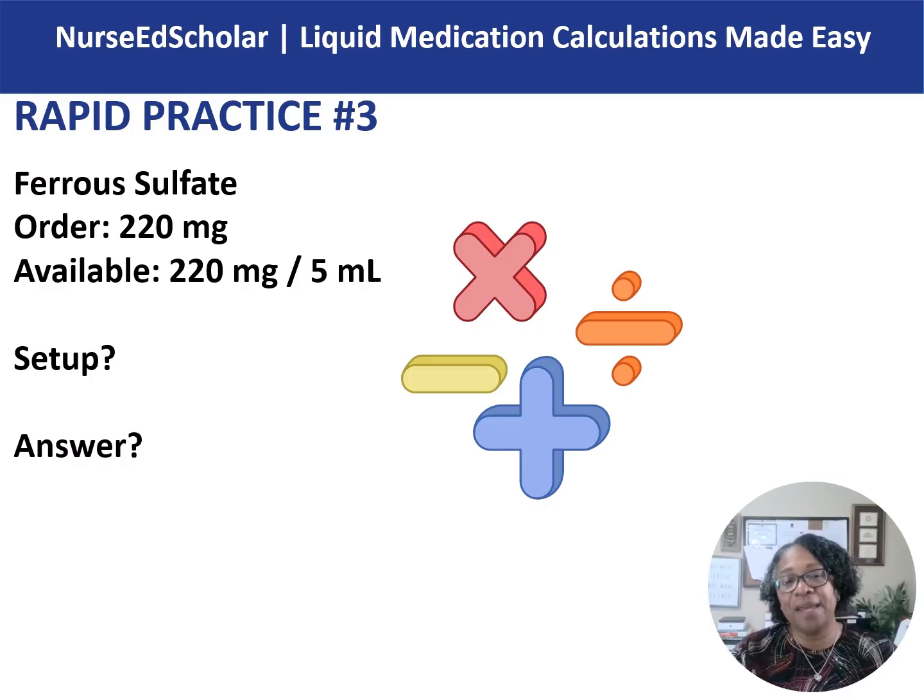All right, ferrous sulfate. You'll see this in the hospital. It is used for iron deficiency anemia. So the order is, oh, and this was kind of simple. The order is 220 milligrams, and all you have available in the facility is 220 milligrams per 5 milliliters. Set it up. This one's a little easier. I don't know, but set it up, and you may have been able to do this in your head. So I'm going to go on ahead and write the answer.